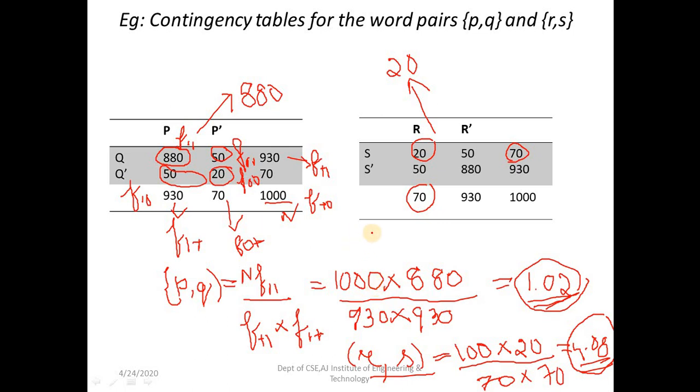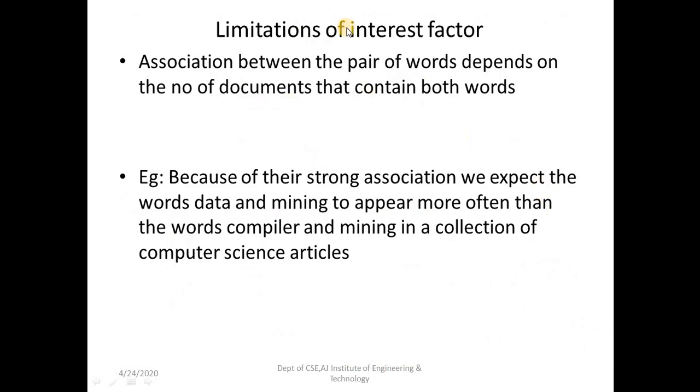So this was an example of frequency of occurrence of the word pair P, Q and R, S. This was the drawback of interest factor, that is, association between the pair of words depends on the association between the pair of words in text mining.